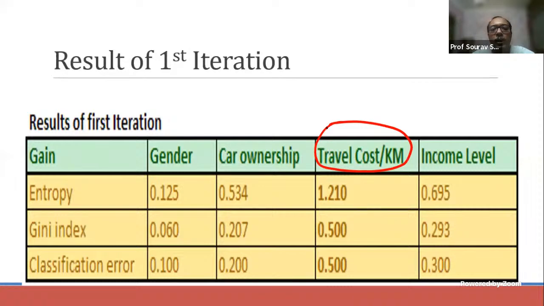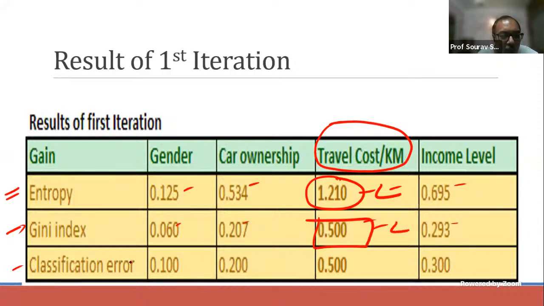Why travel cost? Because this value, information gain, is basically the amount of reduction in impurity that you have achieved. It's not the impurity, but the reduction in impurity. Impurity value, the lower, the better it is. Reduction in impurity, the higher, the better it is. So here, if I use entropy, across all these values, this is the lowest. If I use Gini index, across all these values, lowest. If I use classification error, once again across all the values, lowest.